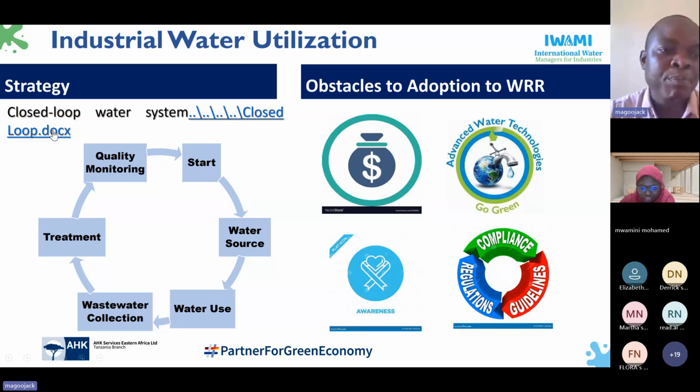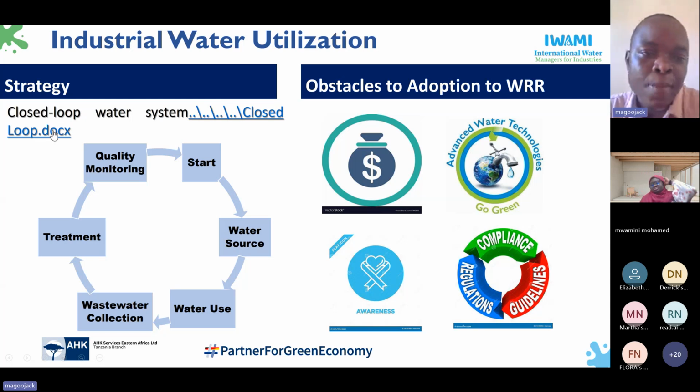But once you apply the closed loop water system, you ensure that the water that you put into use just remains within the industrial setup, within the various activities within the industry. The water that has been treated can be reused for the same purpose, or it can be saved for other uses, but within the industrial setup. So this is just a circle showing the closed loop water system.